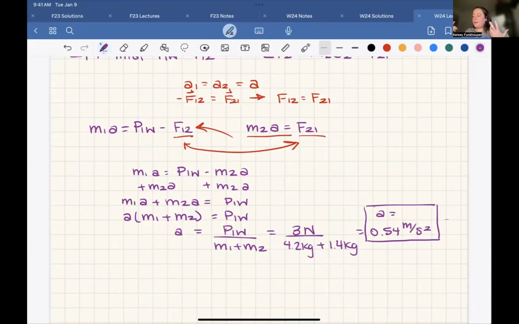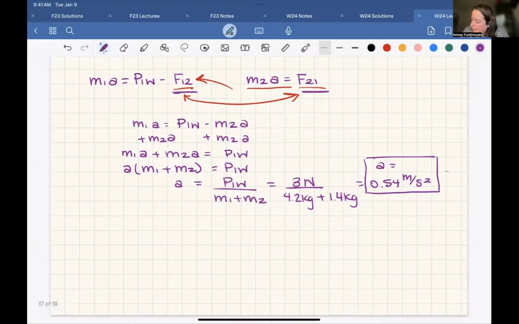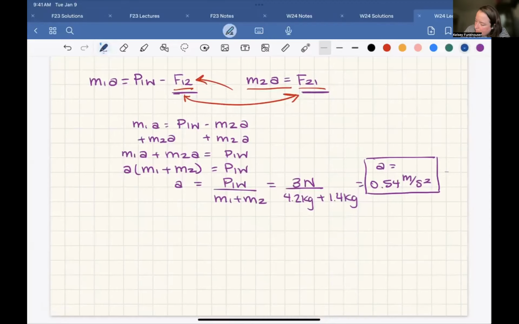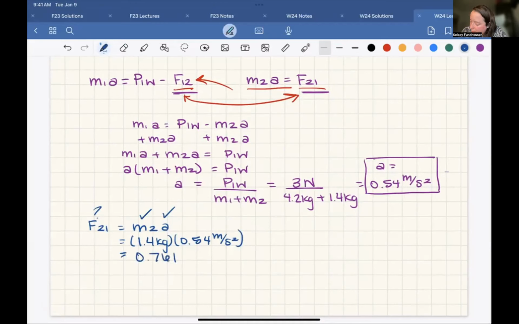The next part is the force. But again, these forces are the same. So we only have to solve for one of them. And let's look at that equation right there. F21 equals m2 times acceleration. Look at that. We know this, and we want that. Perfect. Let's plug in our numbers. Mass 2 is 1.4 kilograms. The acceleration is 0.54 meters per second squared. And this gives us a force of 0.76 newtons as the force between the two crates.